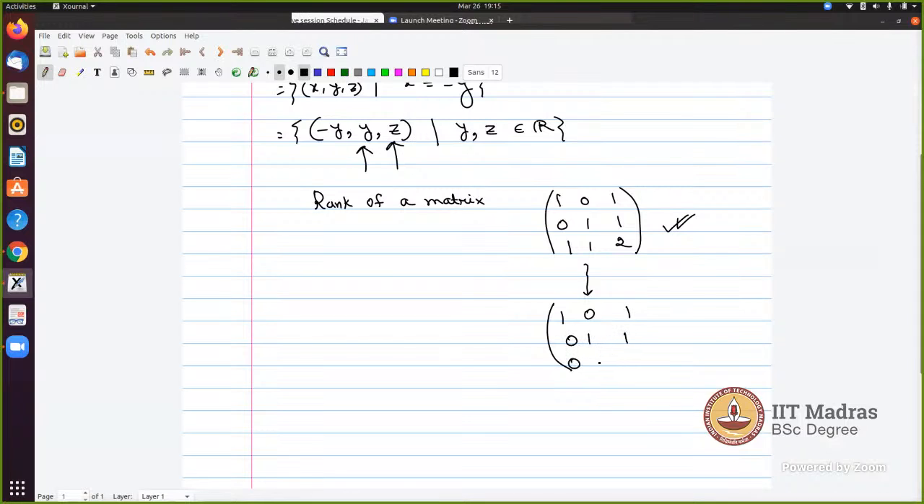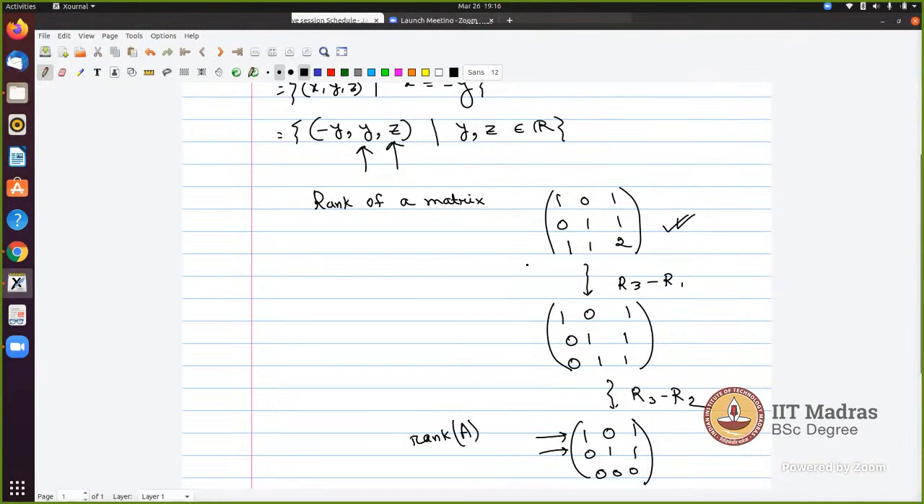So this is 0, 1, 1, right? R3 minus R1. And then again, if I do R3 minus R2, I will get the last row to be 0. Yeah, rank is 2. So this is in row echelon form, or rather reduced row echelon form. There are two non-zero rows, so the rank of this matrix is 2. Suppose this is A, rank of A is 2.